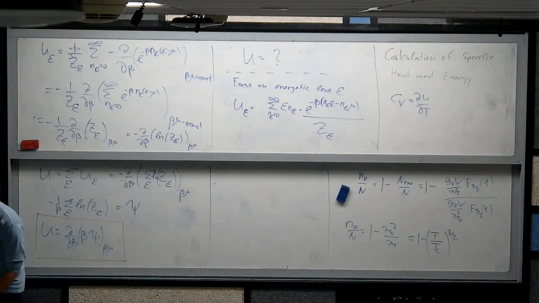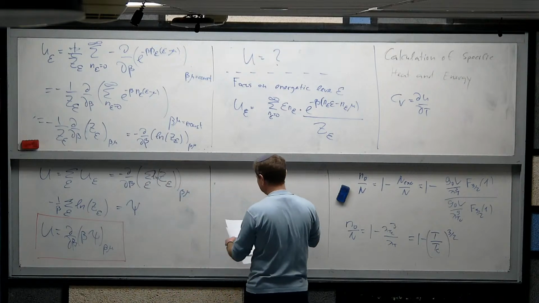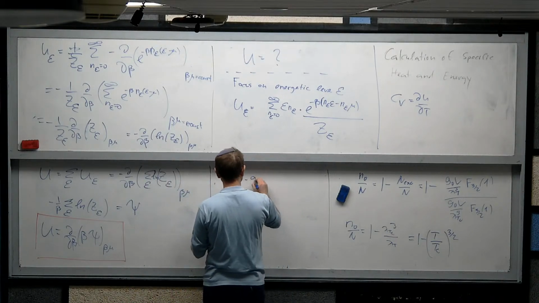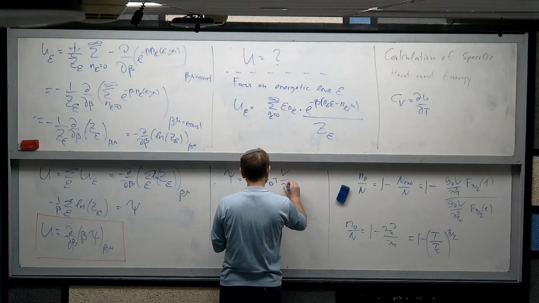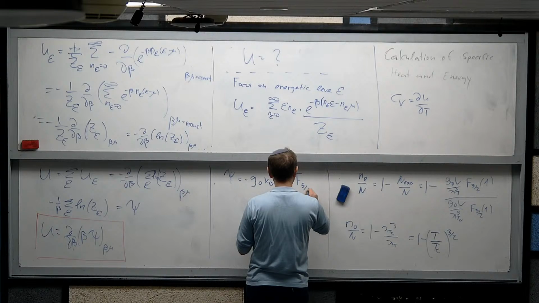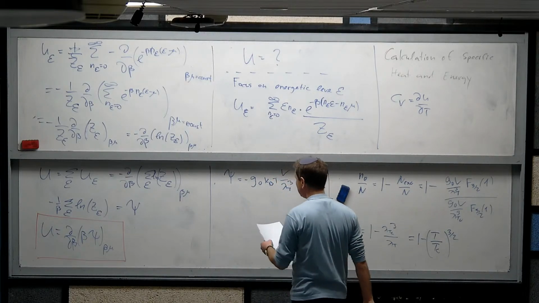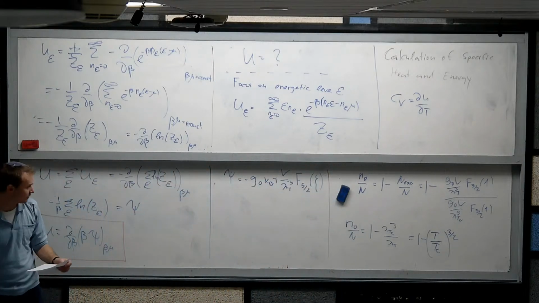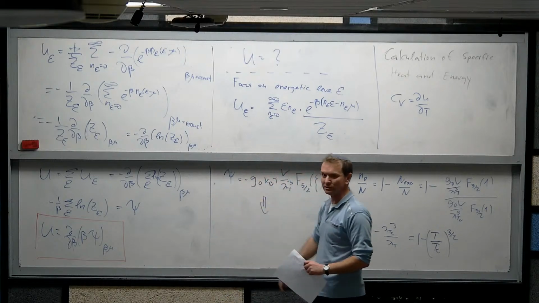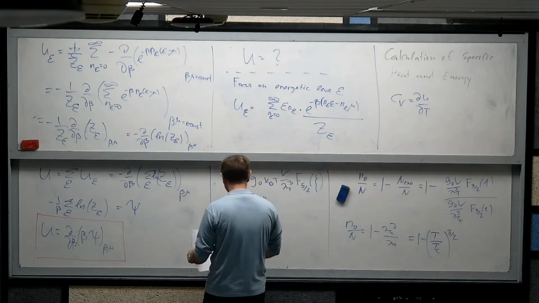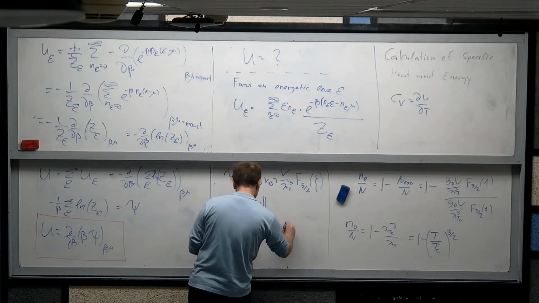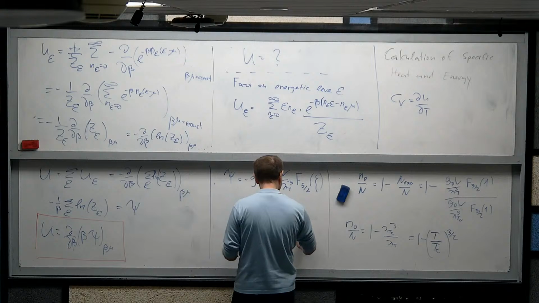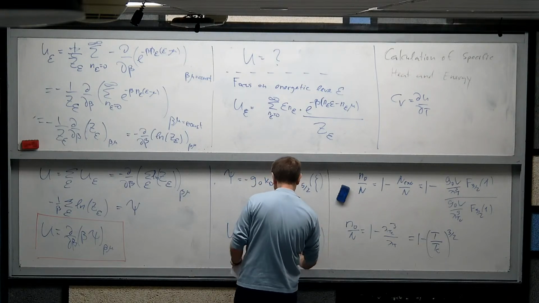Okay, so what was our psi? It was minus G0 of k_B T, V divided by lambda_T to the third power, f_{5/2} of the fugacity. Now this means that U, and I'm not going to take this derivative, it's actually already simple, equals 3/2 k_B T G0 V divided by lambda_T to the third power f_{5/2} of the fugacity.